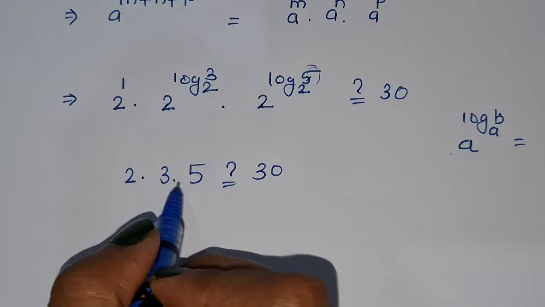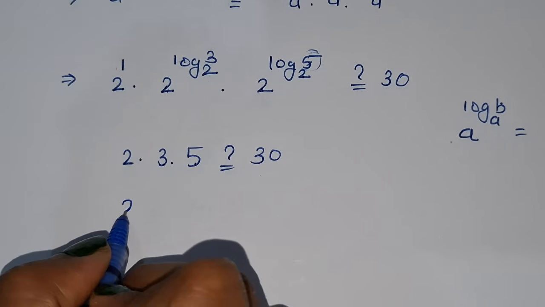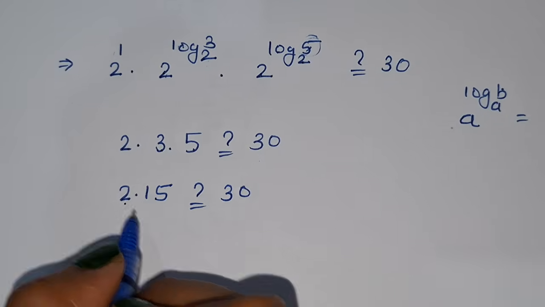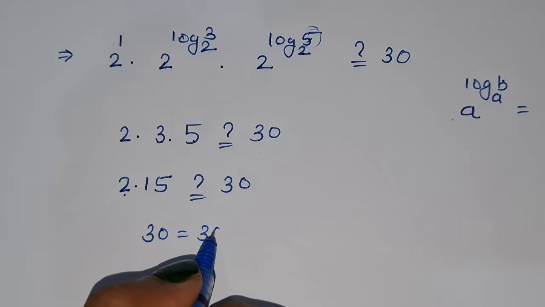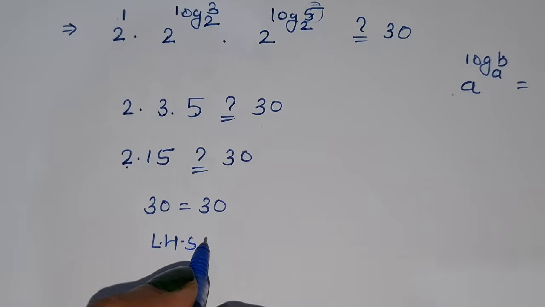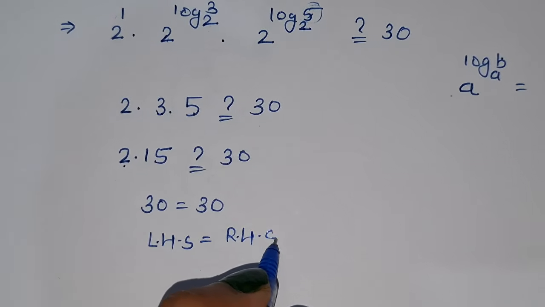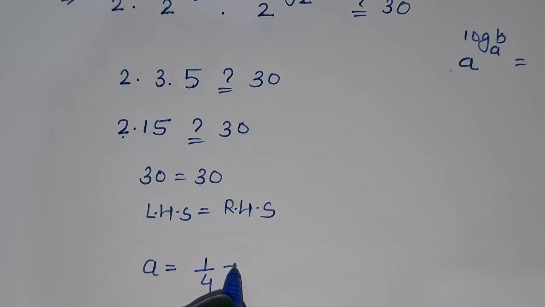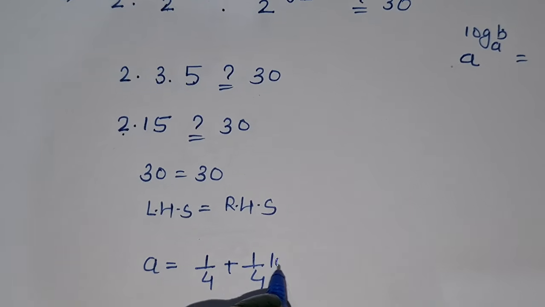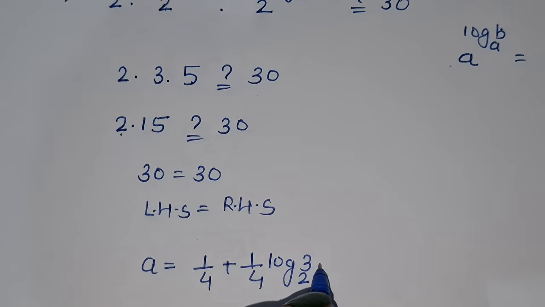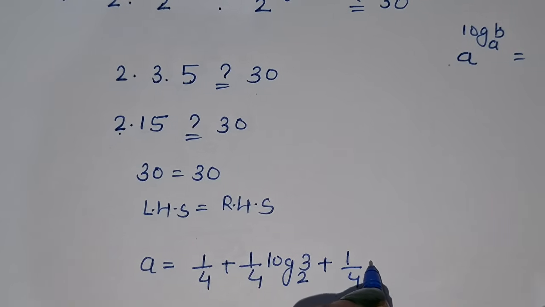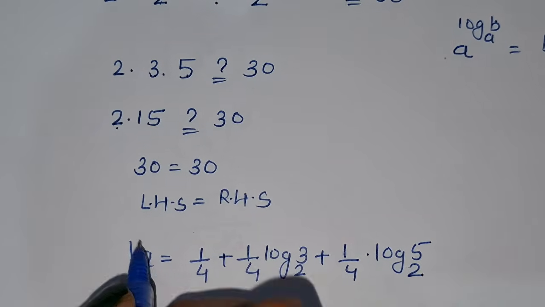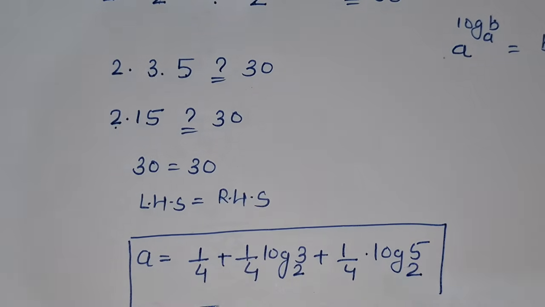Now 5 3s are 15, 2 times 15, question mark 30. Now 15 2s are 30, is equal to 30. So we can say here LHS is equal to RHS. So the value of a is equal to 1 upon 4 plus 1 upon 4 log of 3 to the base 2 plus 1 upon 4 times log of 5 to the base 2. This is the correct solution for this equation. It is verified here. Thank you.